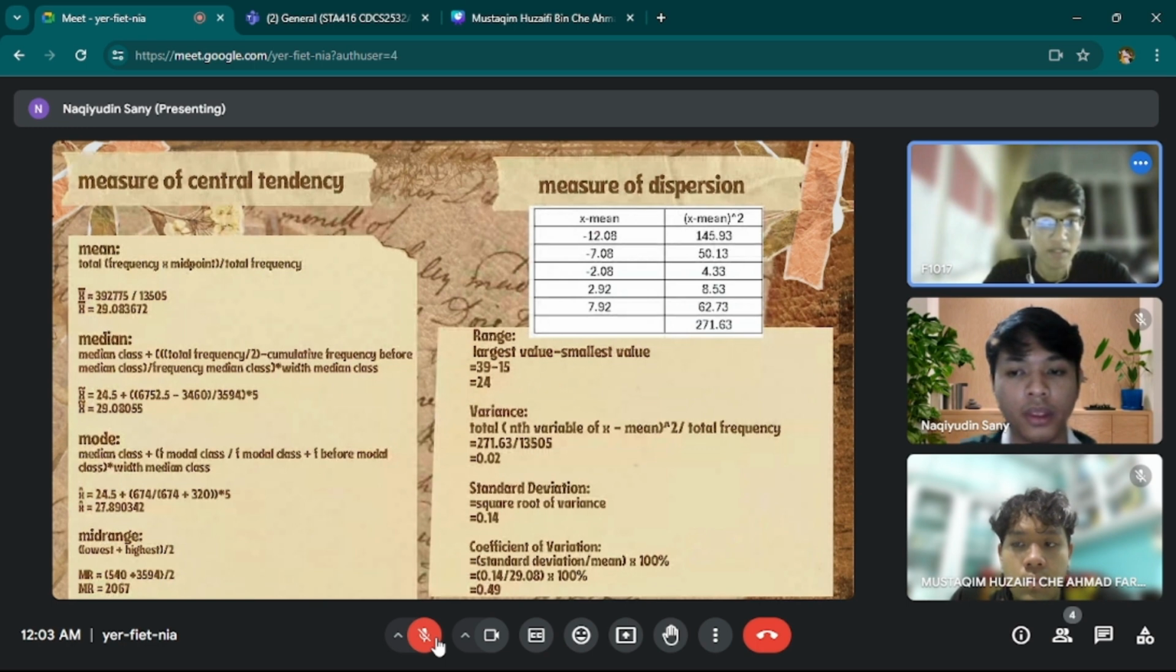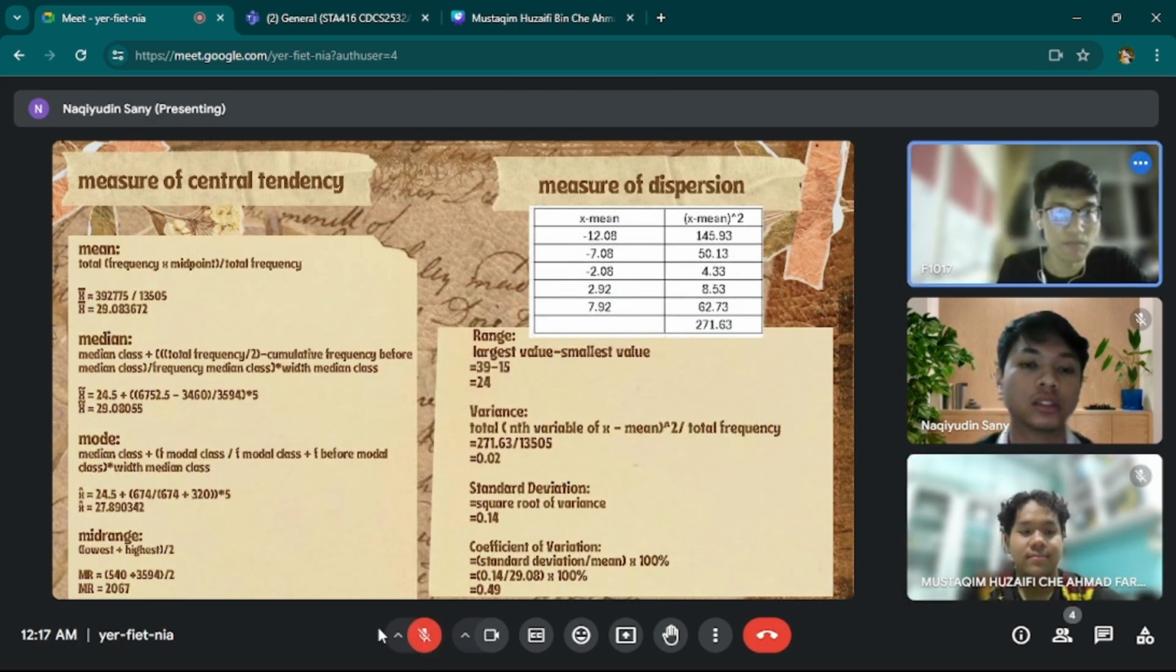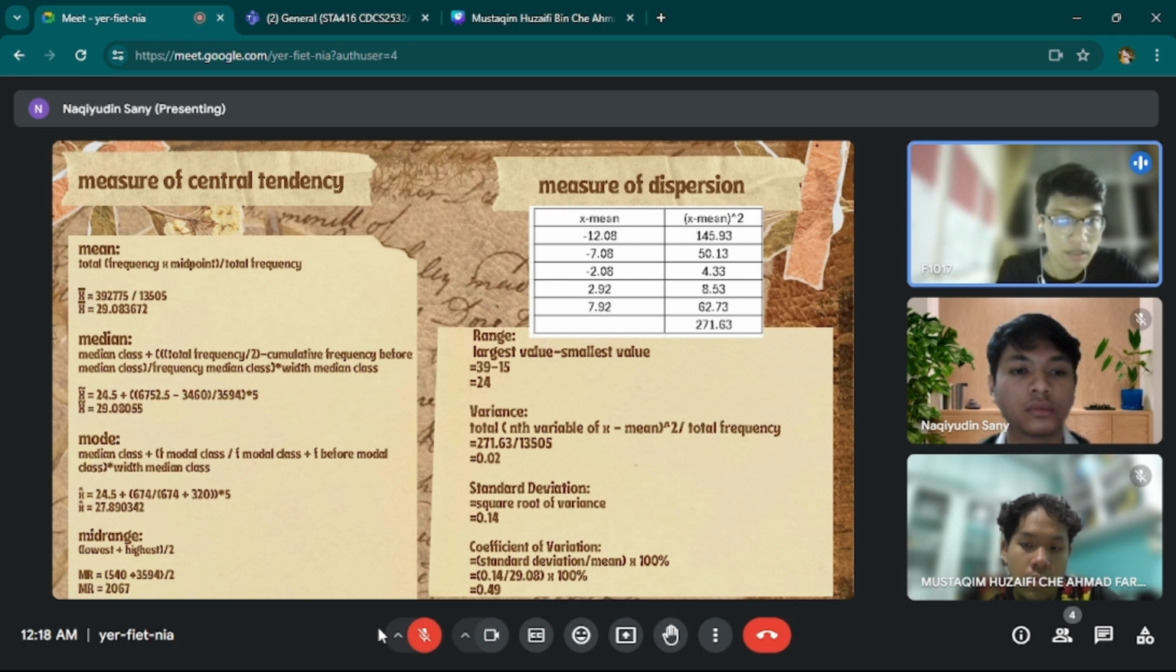Next slide. Now I will explain the measure of central tendency. In measure of central tendency, we will find 4 things: mean, median, mode, and mid-range. First, the mean, we find by calculating the cumulative of f multiplied by x, which gives 392,775, and the cumulative of frequency, 30,505, and divide them, and we get 29.083672.